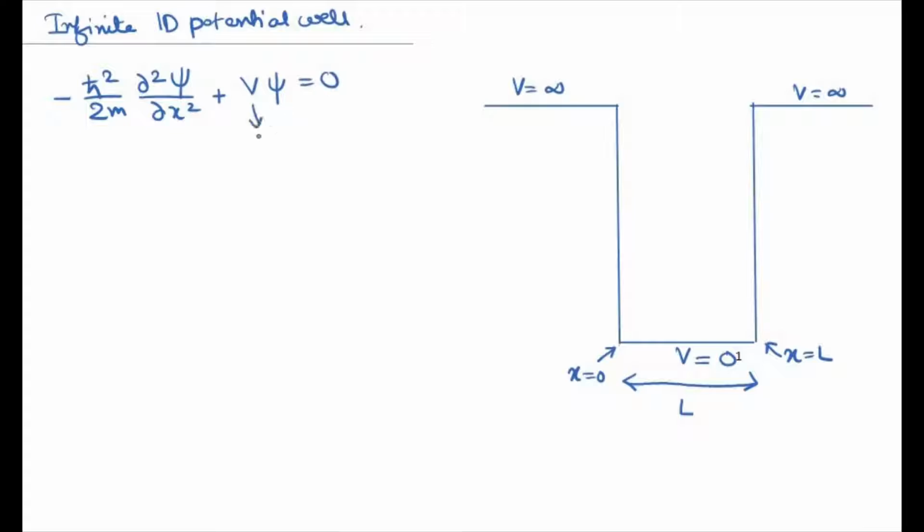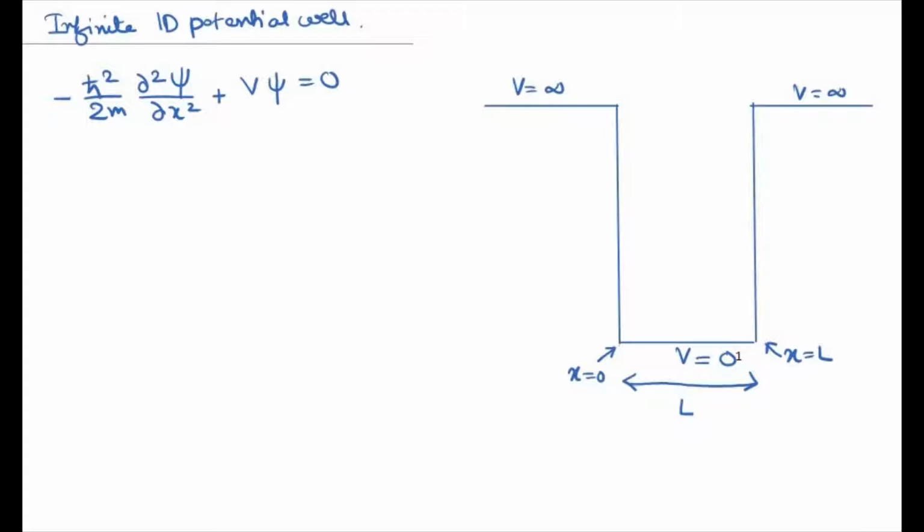Here V is a constant inside the well, V equal to 0, and outside the well V is infinity. We'll solve this Schrodinger's equation inside the well. It is obvious that no electron can exist outside, because outside the well the potential goes to infinity. An electron cannot exist at an infinite potential. So we'll be solving the Schrodinger's equation for this potential well inside the well.